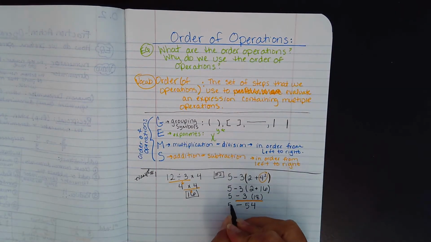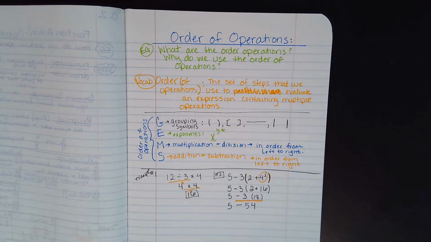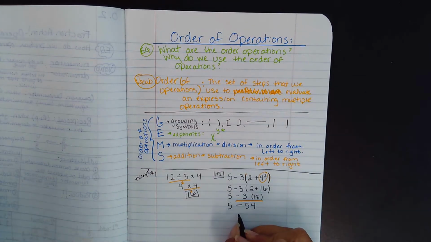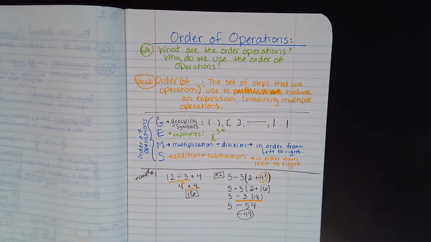I'm going to bring down my 5. I am left with 5 minus 54. If I start with 5 and I take away 54, I'm going to be left with a negative 49. Final answer.